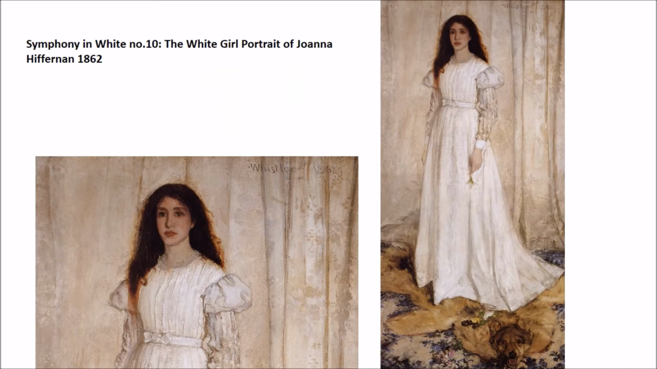Symphony in White number 1, The White Girl, is actually a portrait of Joanna Heffernan from 1862. Joanna would be Whistler's lover and also model from this time. You'll see her reappear in many of his paintings. This was put in kind of a separate room when it was submitted to the Royal Academy and caused some controversy. And again, this is the beginning of Whistler's problems with the critics and understanding his work.